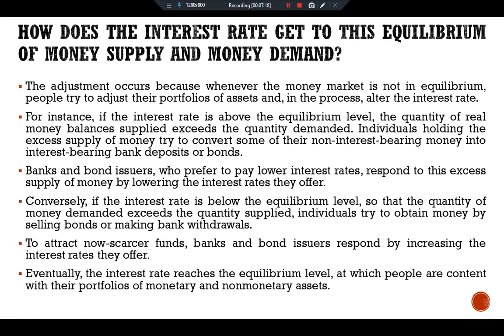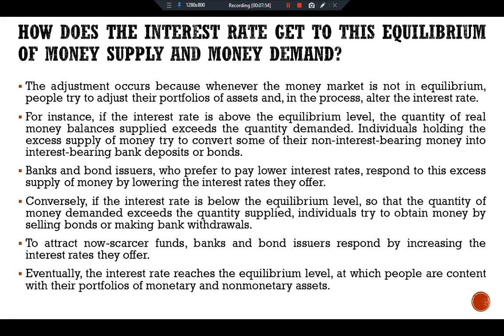Eventually, the interest rate reaches the equilibrium level at which people are content with their portfolios of monetary and non-monetary assets. Now we can see how the interest rate is determined. We can use the theory of liquidity preference to show how the interest rate responds to a change in the supply of money. Suppose, for instance, that the central bank suddenly decreases the money supply.